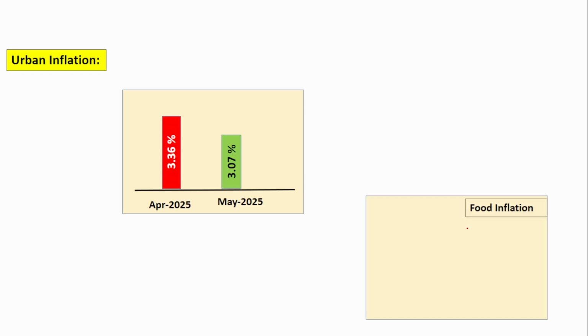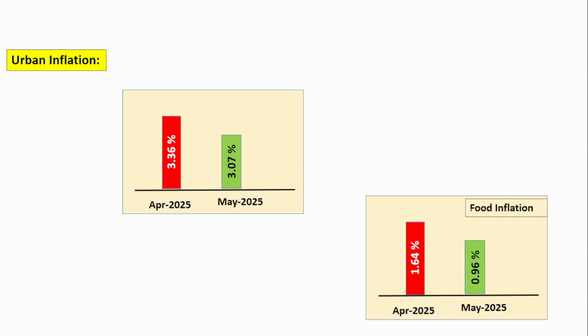Next, urban inflation has also come down, from 3.36% to 3.07%. In the case of urban food inflation, it has come down from 1.64% to 0.96%. Remember, the overall inflation has come down to a 75-month low.